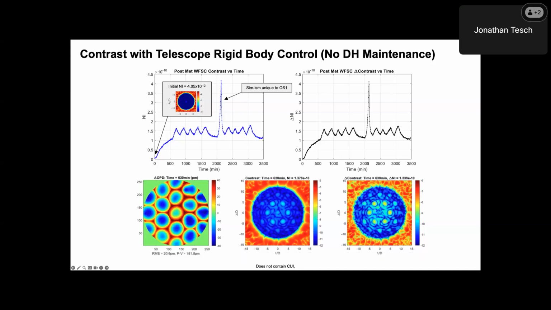So there's a little bit of a spike here that's, I think, been identified as an asymmetry unique to this observing scenario that we're trying to eliminate. But nonetheless, just without any kind of dark hole maintenance, you can see just this particular case.